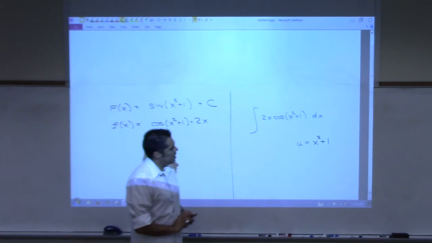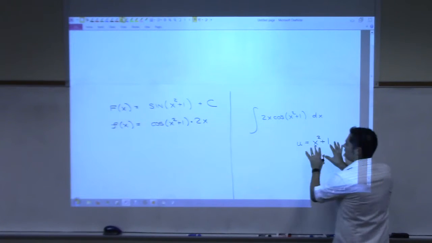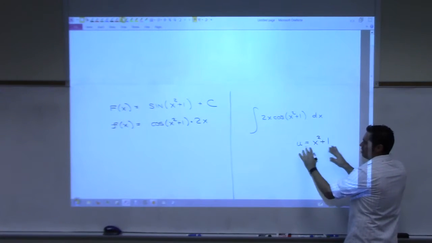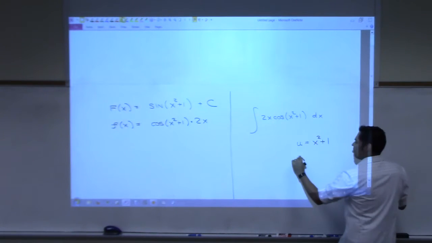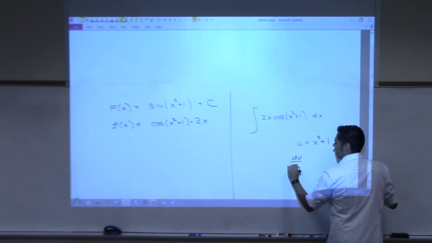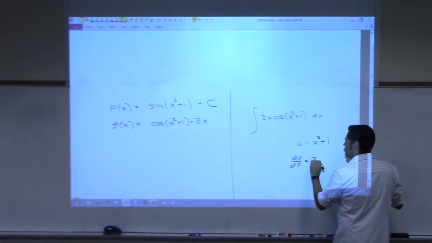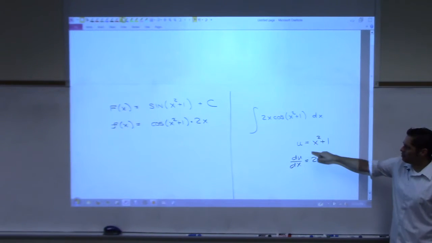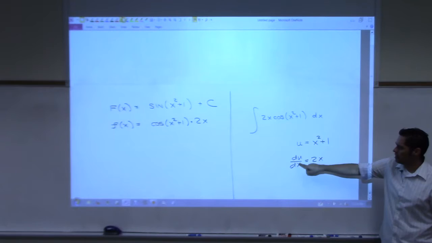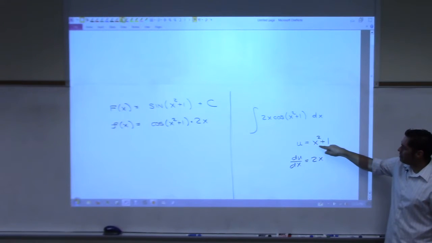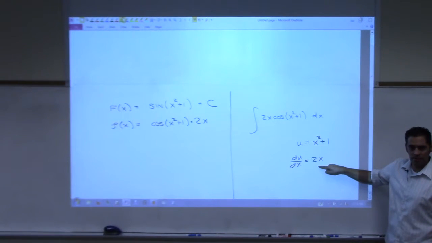All right, so if u is x squared plus 1, just tell me if you believe the next step. If I write that equation down, do you believe that this is true? du/dx is equal to 2x. If I take the derivative of the left side with respect to x, I get du/dx. Derivative of the right side with respect to x, I get just 2x. Yeah?